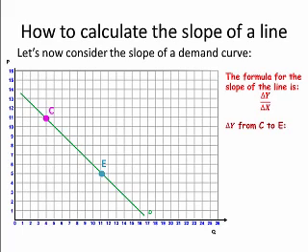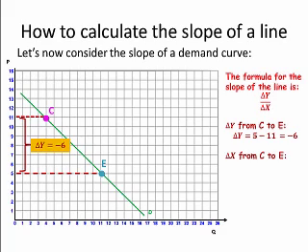The change in y from C to E. At C, price is 11, and at E, price is 5. So the change in y is equal to 5 minus 11 equals minus 6. The price decreases by 6 when we move from point C to point E.